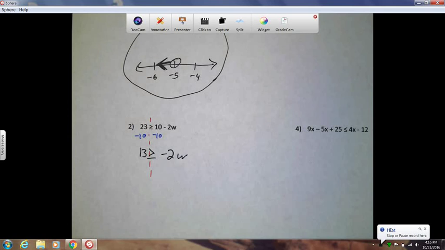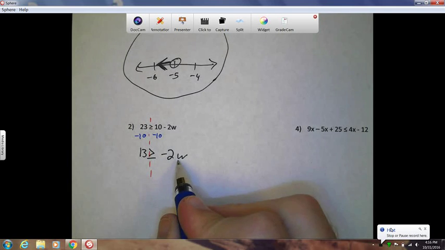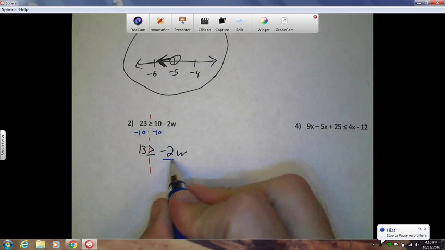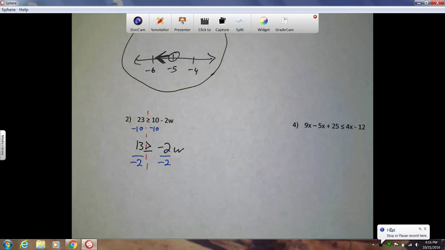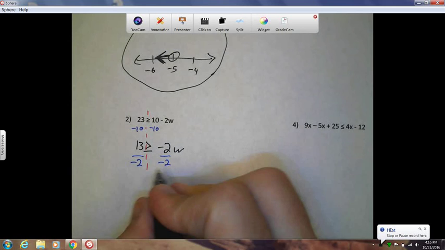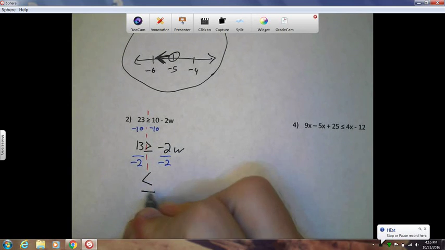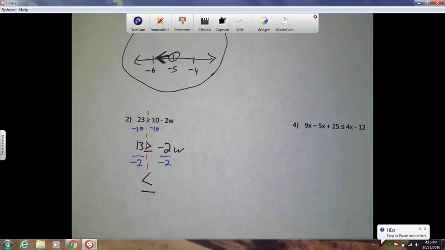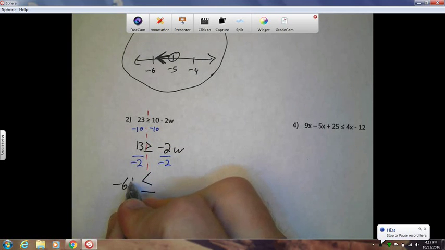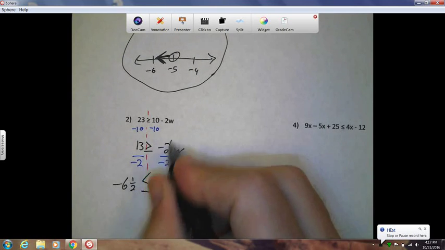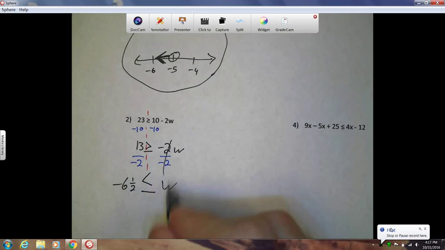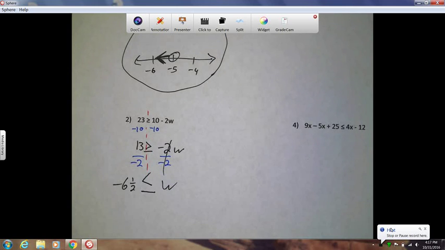It looks like that. Now I have negative 2w. I need to divide both sides by a negative 2. But once again, watch out. Since you're dividing both sides by a negative number, reverse the inequality. That's a great thing to annotate right there. So that cancels the 1, and this is 6.5. Okay, of course, then you can make your graph.